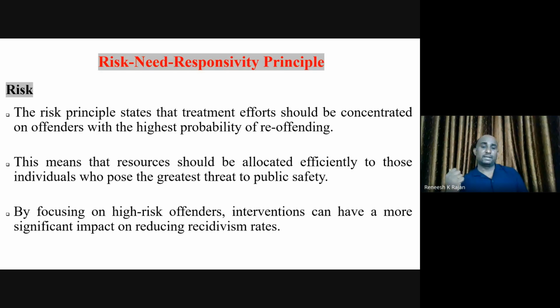By focusing on high-risk offenders, interventions can have a more significant impact on reducing recidivism rates. You know the term recidivism is nothing but repeated offending. So by integrating risk and need assessment into Indian correctional institutions, we can reduce recidivism, reduce repeated offending. By doing that, we can reduce crime. So it's a preventive approach.